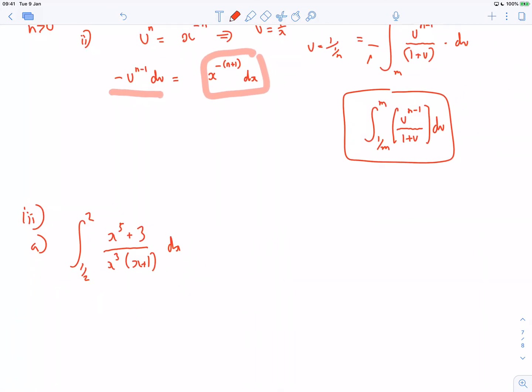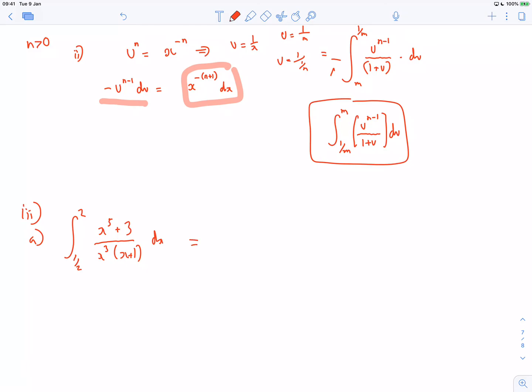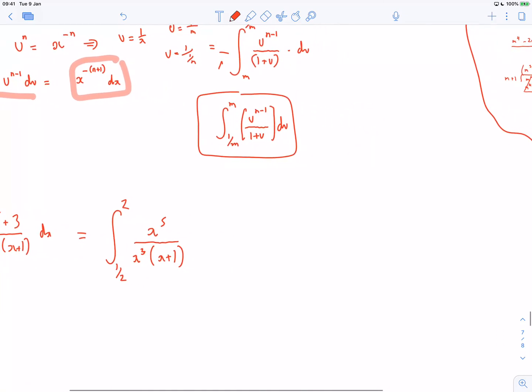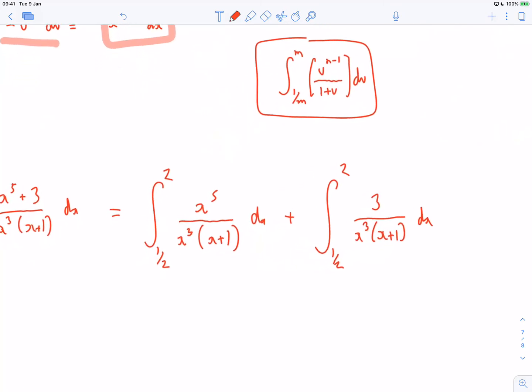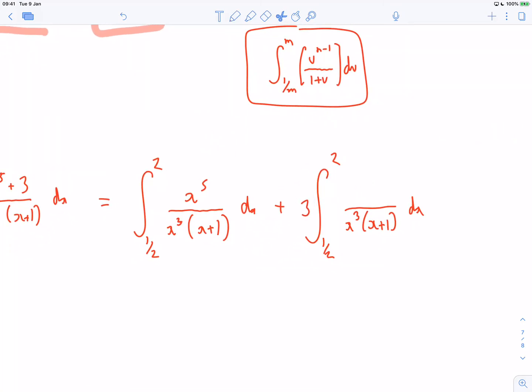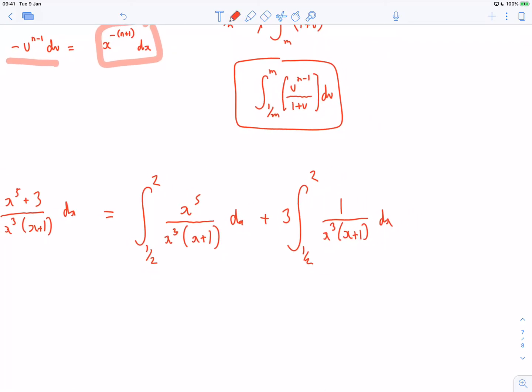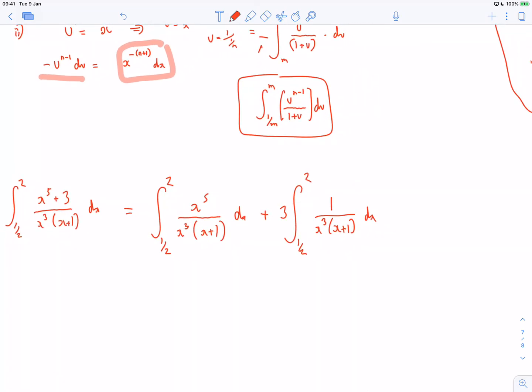So what we're going to do is, I spot the x to the 5 and x to the 3 are going to cancel somewhat. So if I split these integrals up as the following, between 2 and a half of x to the 5 over x, not squared, cubed, getting ahead of myself, x plus 1 dx, plus the integral between 2 and a half of 3 over x cubed times x plus 1 dx. Okay, a couple of things we can do here. One, I can take this 3 out as a factor over here, so that's fine. What else can I do? Well, the x to the 5 over x cubed, I can take this x to the 5 out and replace that with an x squared, and that's a 1. Okay, that's nice.